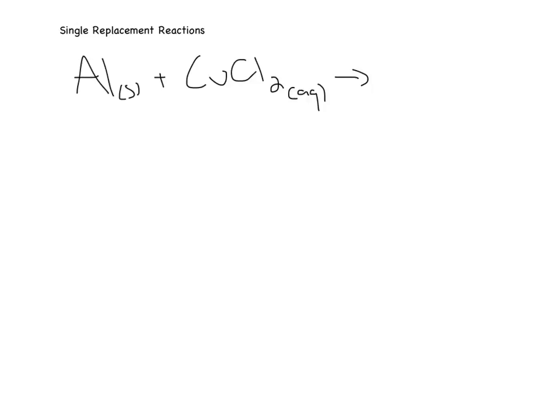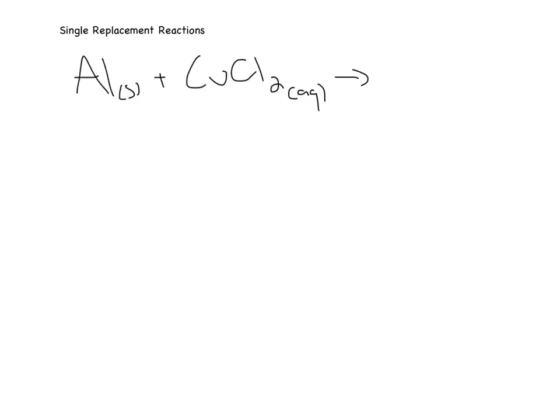So in the single replacement lab, this is one of the reactions that you will have done. You take a piece of aluminum foil and you put it in a copper(II), or cupric chloride, solution. What you may have observed is that a brown coat of metal forms on the aluminum, and what's actually happening is copper is forming on the aluminum.